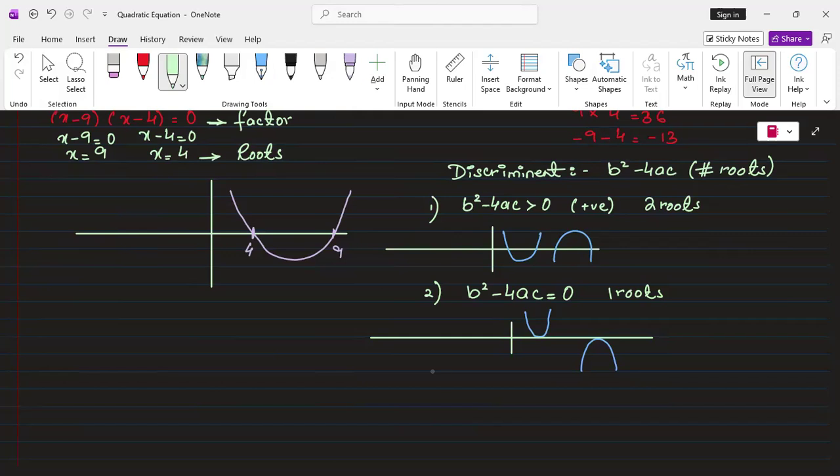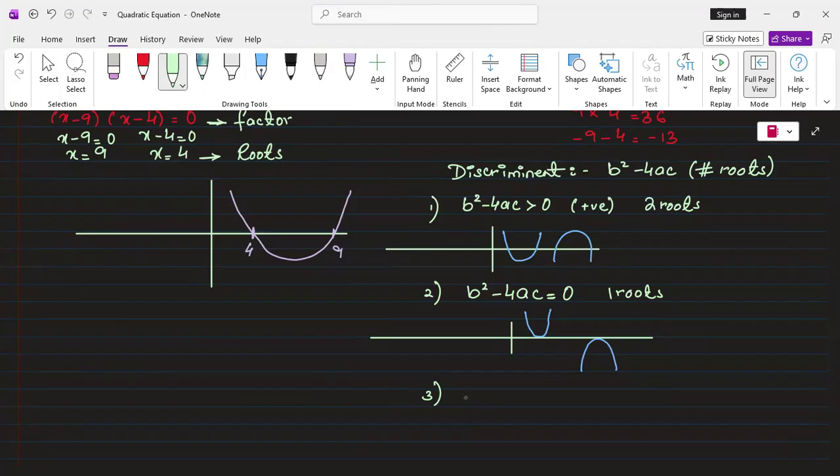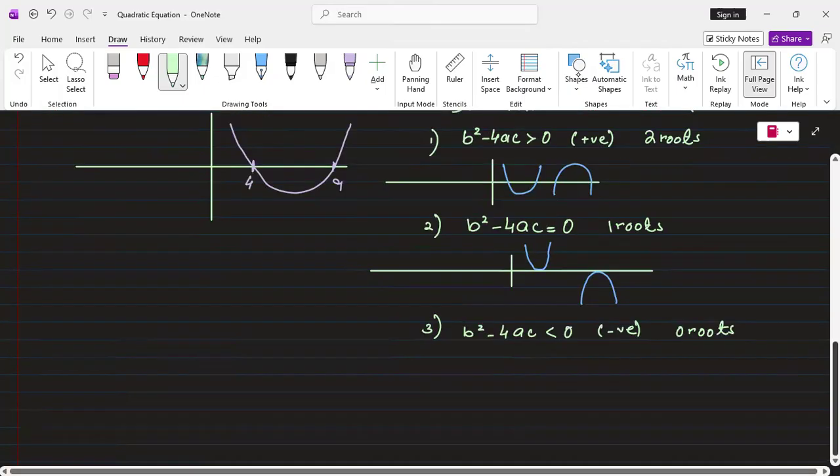Now the third condition. Instead, they only ask you the number of roots. They don't ask you whether real and equal, distinct, or imaginary. So you simply say again number of roots is 2, 0, 1. If b square minus 4ac is less than 0, that means if the answer turns out to be a negative value, then you have got 0 roots, no roots. Your curve never touches the x-axis.